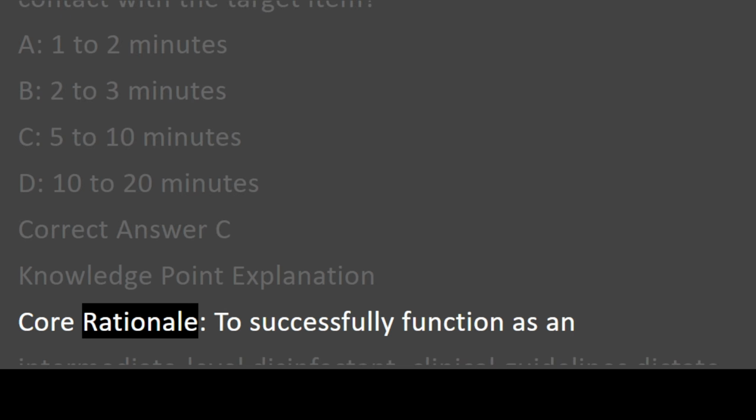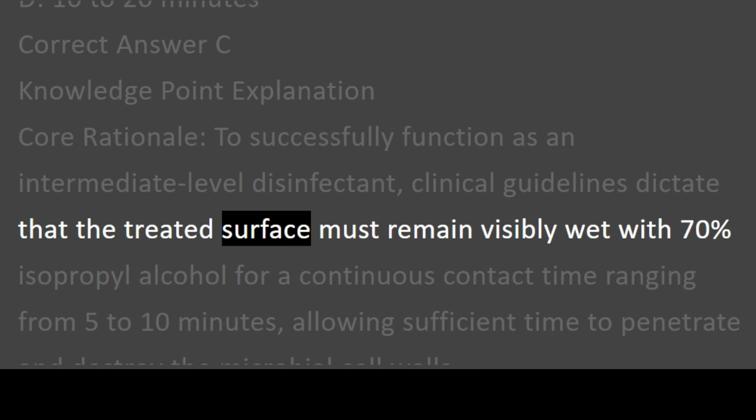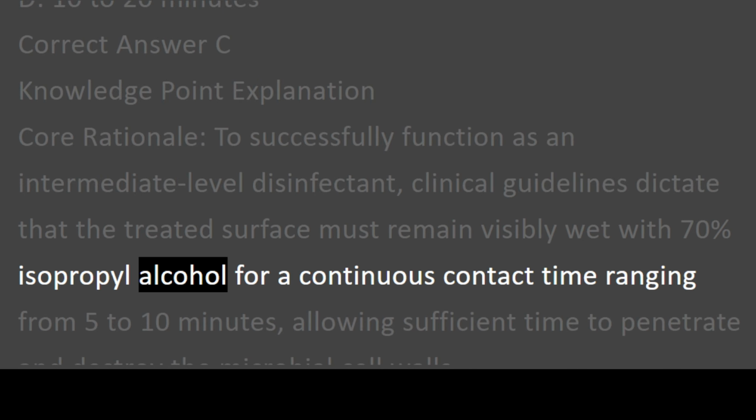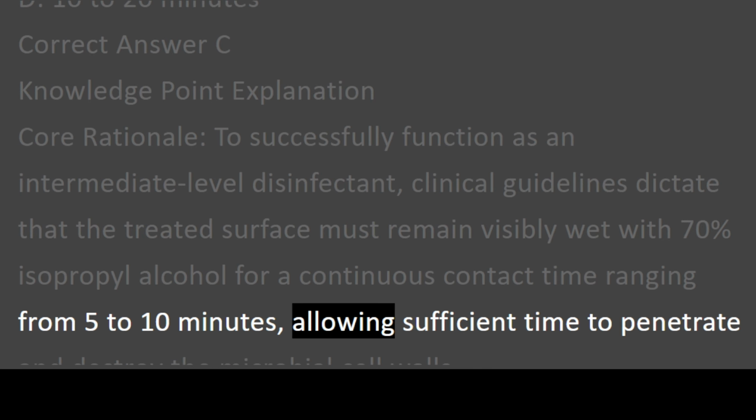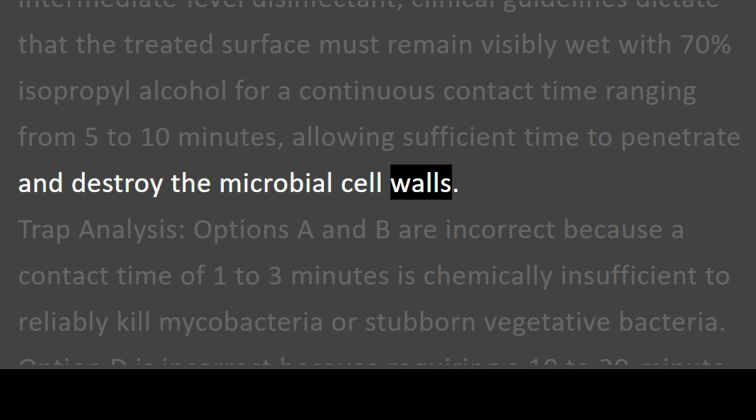Knowledge point explanation. Core rationale. To successfully function as an intermediate-level disinfectant, clinical guidelines dictate that the treated surface must remain visibly wet with 70% isopropyl alcohol for a continuous contact time ranging from 5 to 10 minutes, allowing sufficient time to penetrate and destroy the microbial cell walls.